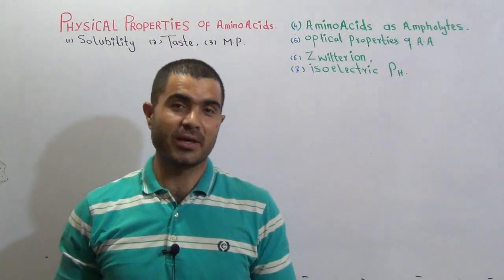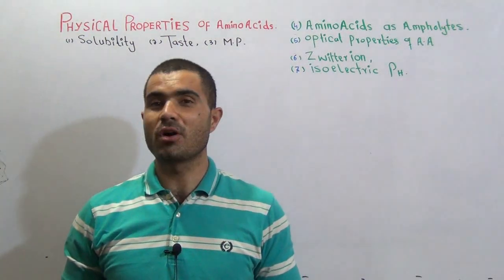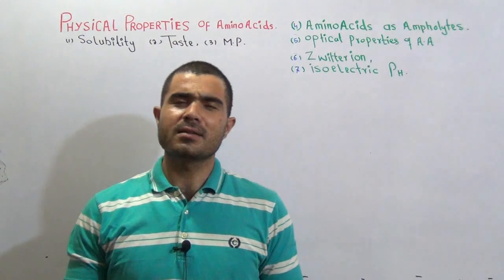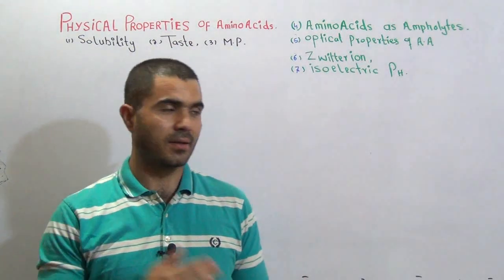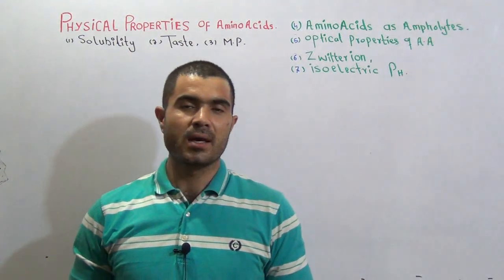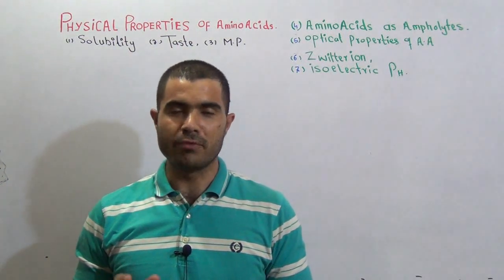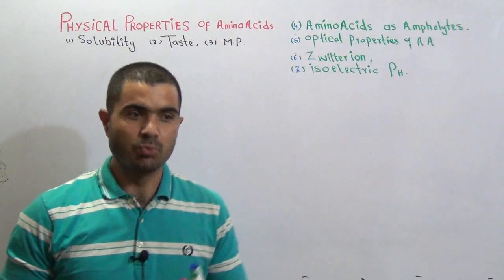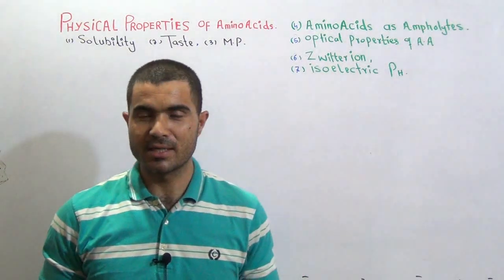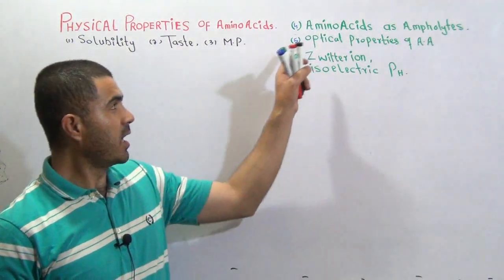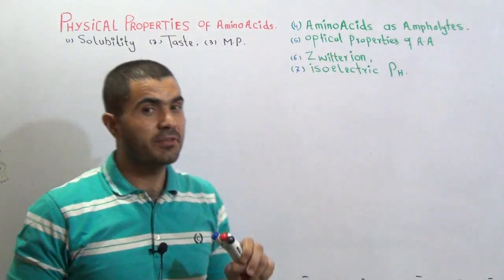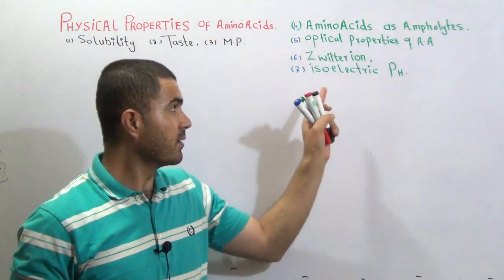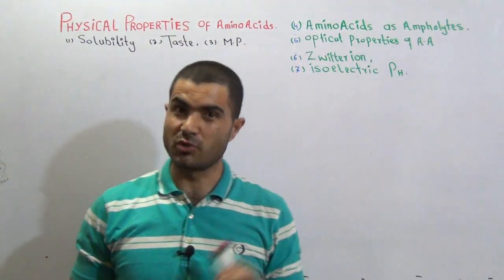Today's topic is from biochemistry, that is physical properties of amino acids. There are 7 physical properties of amino acids that we will discuss today. Among these, 4 are very important, and most students ask me to record a video on them. They are amino acids as ampholytes, optical properties of amino acids, Zwitterion, and isoelectric pH, most important.